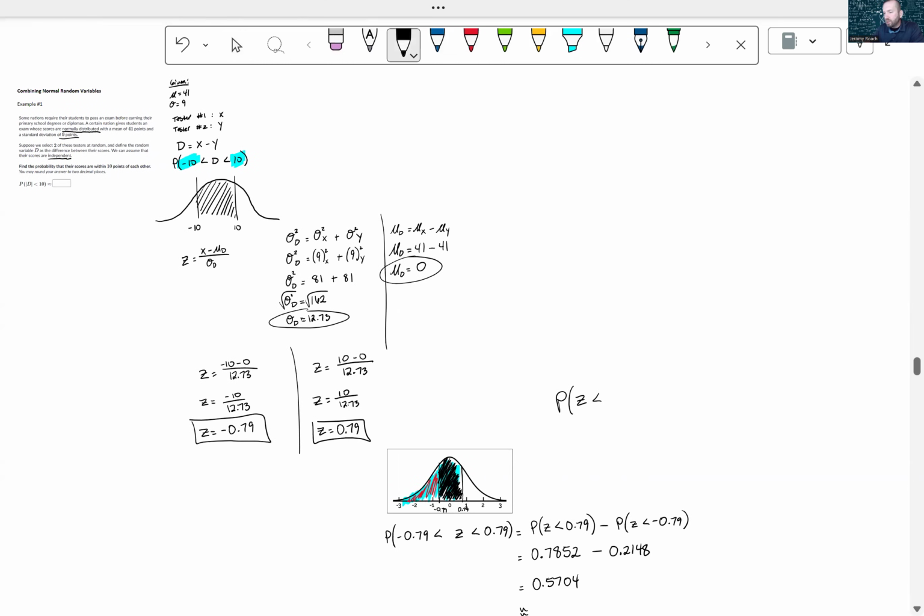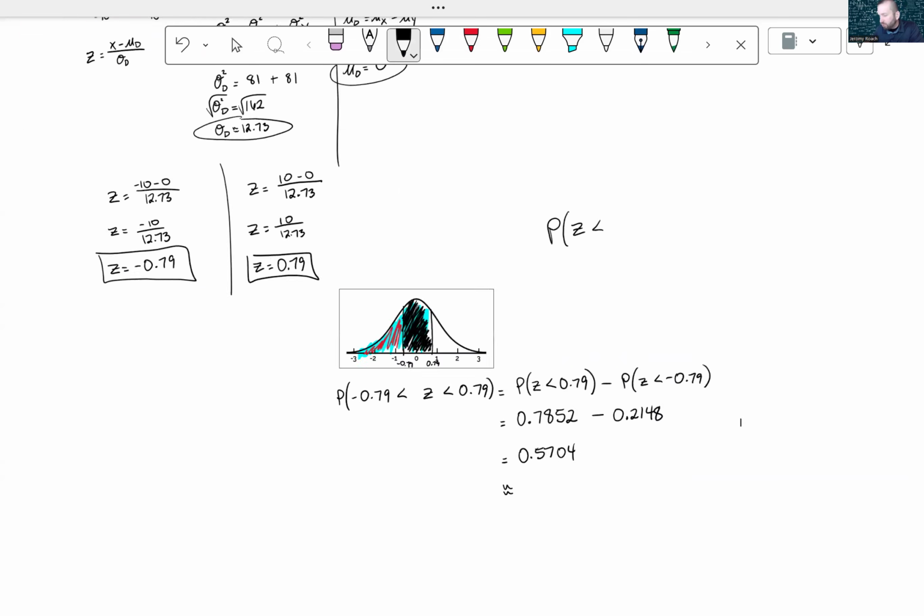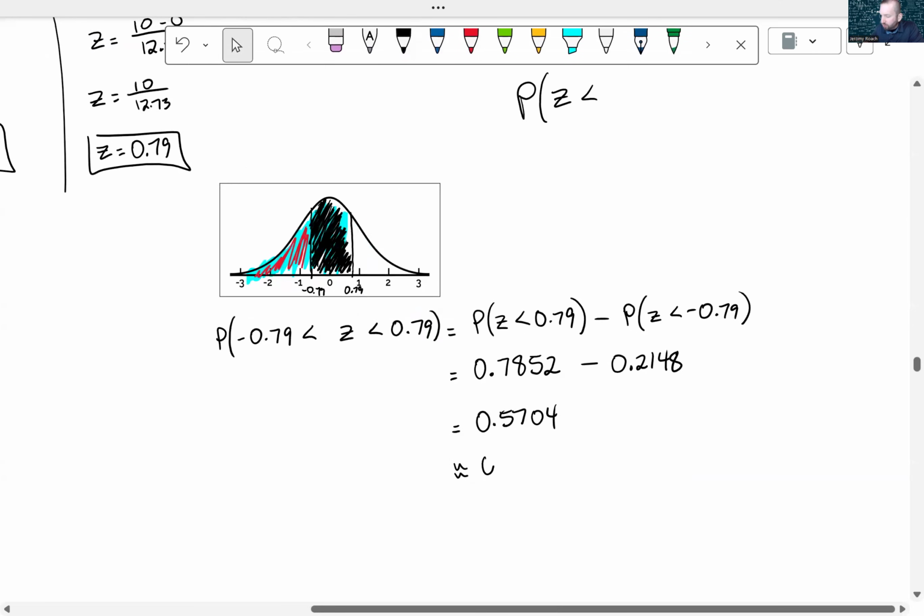And the question was asking us, based on the normal distribution, what is the probability that these scores are within 10 points of each other, where D is between negative 10 and 10. So we find the Z score of that. We did that. And that's the same thing as the Z-score probability between negative 0.79 and positive 0.79. And so when we round to the nearest two decimal places, we get 0.57 for our final answer for this one.